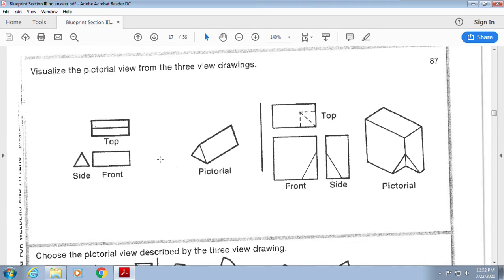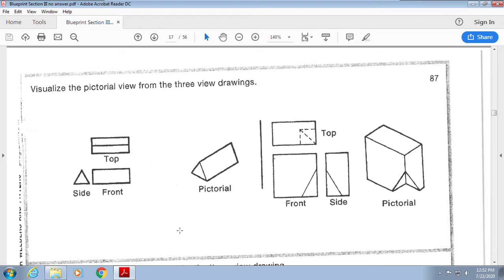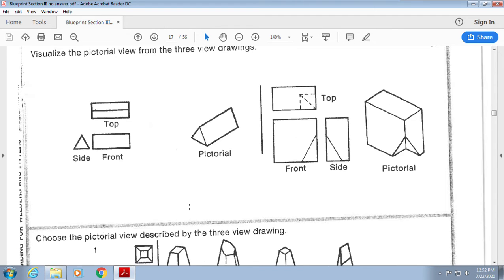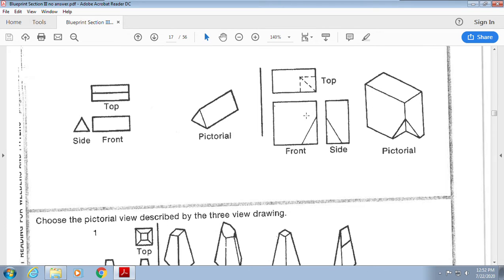Page 87. All right, here we go. So we're starting to have to look at this view and make the pictorial view from what we have. This one is pretty simple, right? But when we start to look here, this gets quite complex.